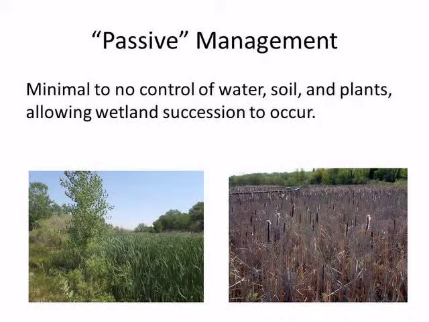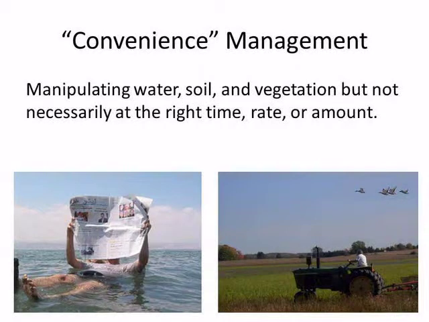And then there's something called convenience management, where you might know what you need to do on that wetland, and you might manipulate water, soil, and vegetation, but not necessarily at the right timing, not the right rate, or not the right amount. And so you might know how it goes. You might be out enjoying the water. There's plenty of water, so you're not worried about it. And then sometimes you don't have water, and all of a sudden the ducks are coming in and you think, oh shoot, I better go out there and mow my impoundments. And that's convenience management.